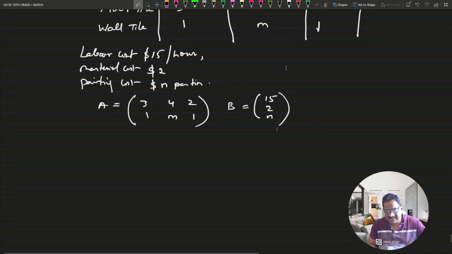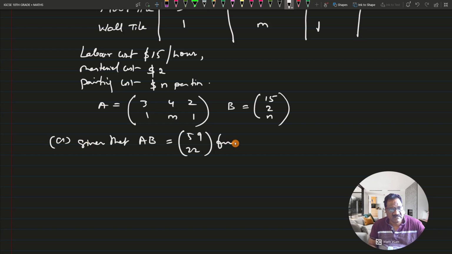Sub question A is, given that AB is equal to 59 and 22, you have to find, number one, what is the value of N, and number two, what is the value of M. Okay, so this matrix A and matrix B is given to you, and AB is given as 59 and 22. So let us solve this.